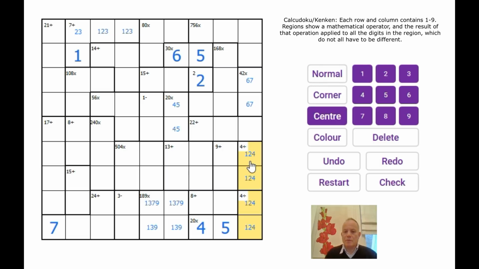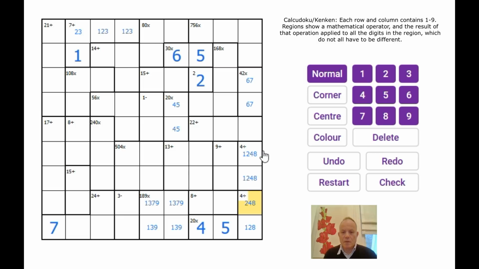So they must be the numbers 1, 2, 4, and 8. This one can't be 4 at the bottom. But that fixes 1, 2, 4, 8 in this row. This is 6 or 7. This one couldn't be a 3 because that wouldn't be enough for the 22 sum. So that has to be 5 or 9.